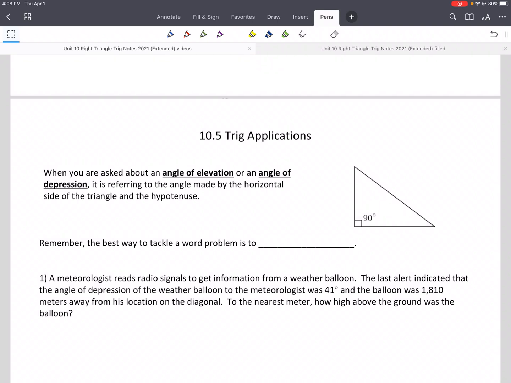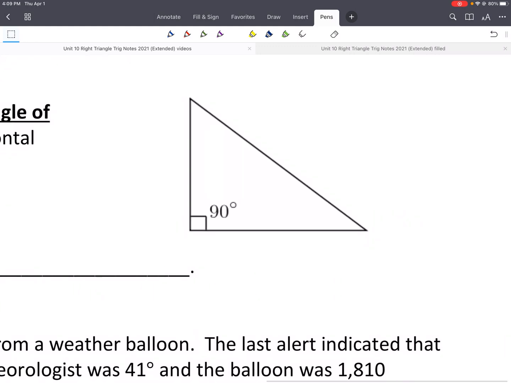Hey everybody, we're on 10.5 Trig Applications. Before we get any further, we need to talk a little bit about the words angle of elevation and the angles of depression. All right, so let's just do a little sketch of what's going on.